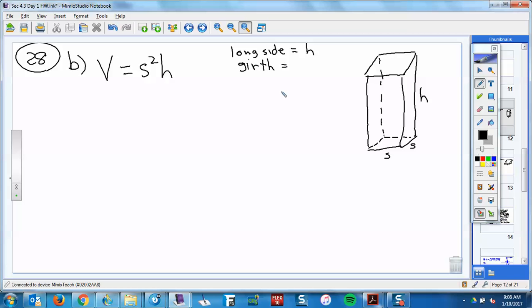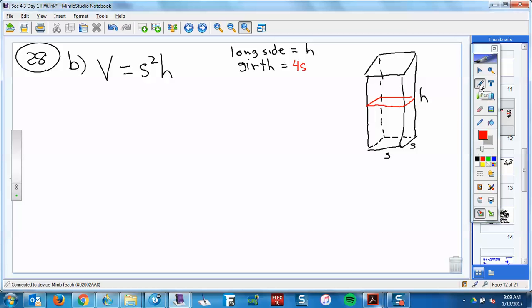What do they say the girth was? Isn't this diagonal? No, read it. What's it say? One side plus, I remember the constant sheet. Perpendicular to the longest side. So if this is the longest side, it's the perimeter around, perpendicular to the long side. So wouldn't that be that perimeter right there? Perpendicular to the long side. So the girth of this would be 4S.